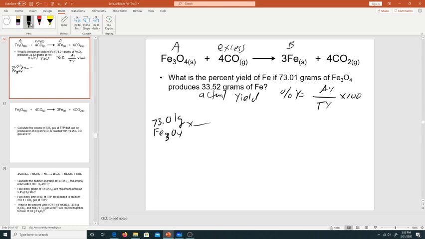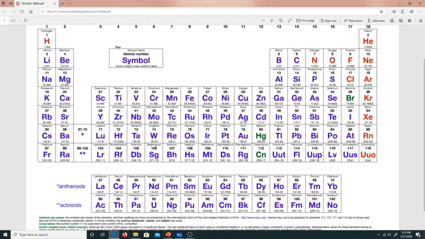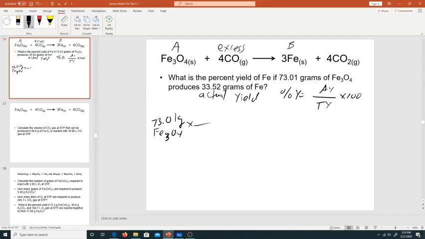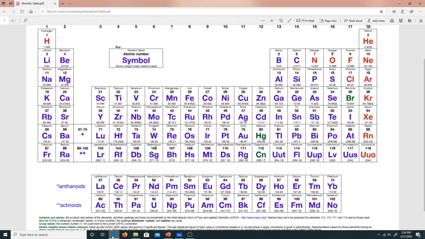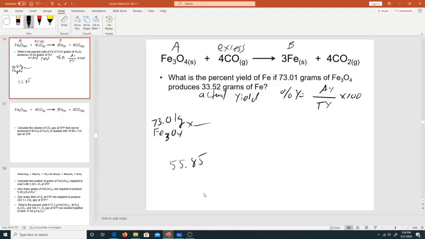So again, if you ever start off with grams, you always find moles next. Alright, so we check the periodic table. We find 3 irons. Iron is 55.85. So I got 55.85, that's iron, times 3. Double check that again. So times 3. I have 4 O's, so it's going to be 16 times 4.